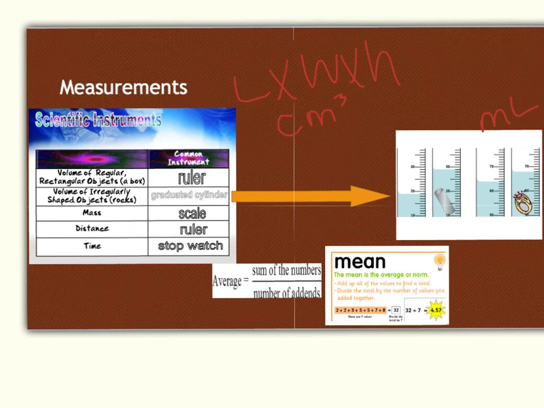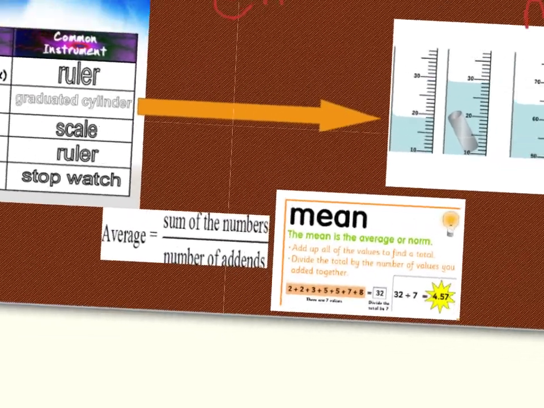For distance, we can again use a ruler times stopwatch. So huge, huge, huge thing that is actually often overlooked is an average.